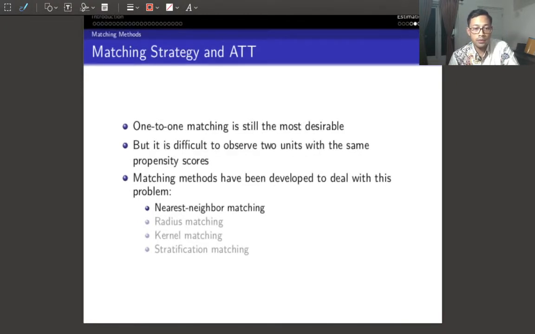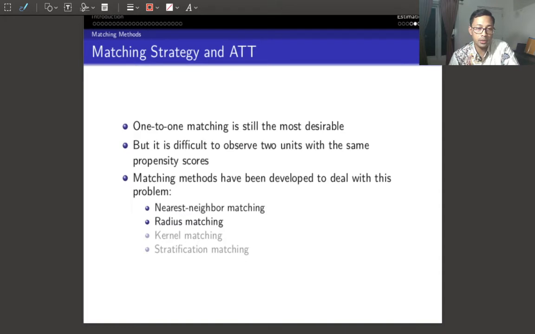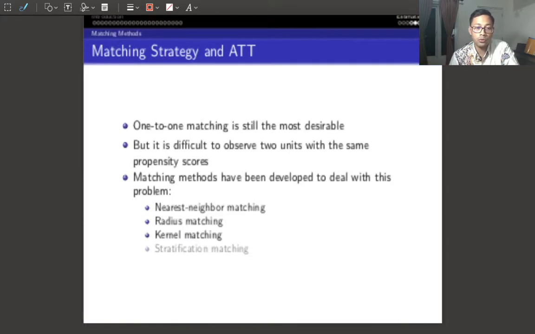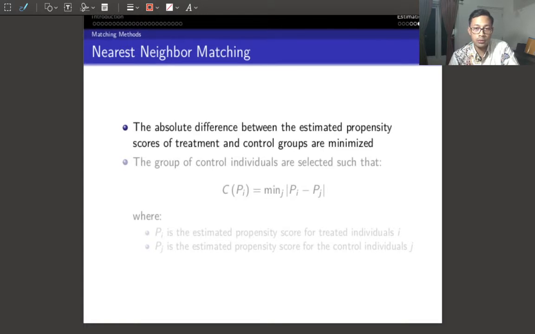The first is nearest neighbor matching, or we can do radius matching. In this case, we set a particular radius, and observations of individuals who do not receive the treatment within the radius are going to be matched. We can also do kernel matching, or we can do stratification matching. So these are several ways to do the matching. Let's start with the nearest neighbor matching.